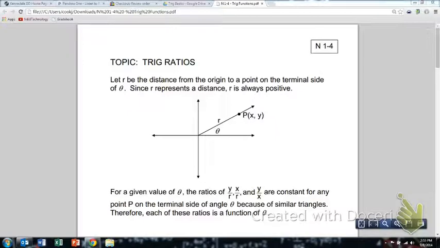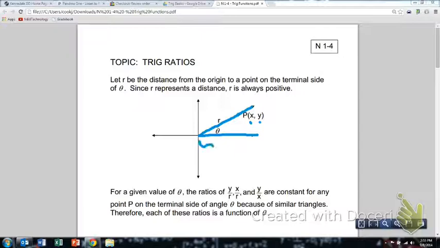Okay, so we're actually going to start getting into trig today. We're going to start with trig ratios. So in this drawing, you can see that we have an angle in standard position called theta. And then there's a point on the terminal side of theta called xy, right, so that would be the coordinates of that point.